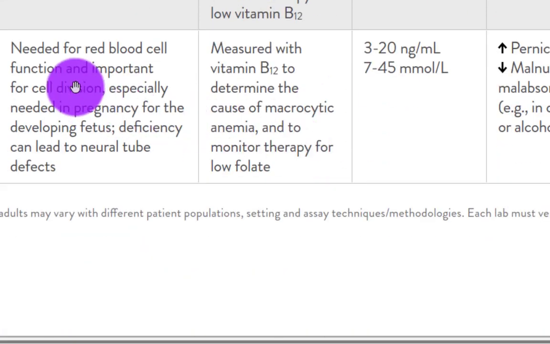Folic acid is needed for red blood cell functioning and is important for cell division, especially needed in pregnancy for the developing fetus. Deficiency can lead to neural tube defects. Measure it with vitamin B12 to determine the cause of macrocytic anemia and to monitor therapy for low folate. The range is 3 to 20 nanogram per milliliter. Increased in pernicious anemia, decreased in malnutrition, and malabsorption as in celiac disease or alcoholism.